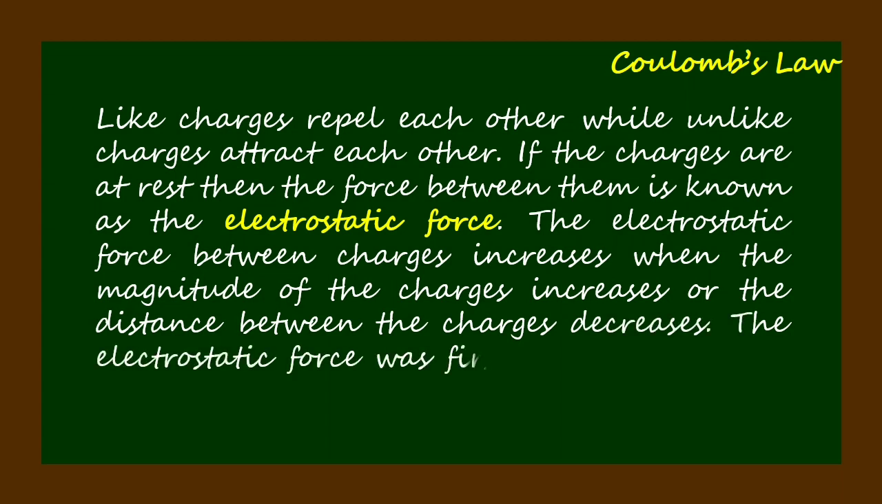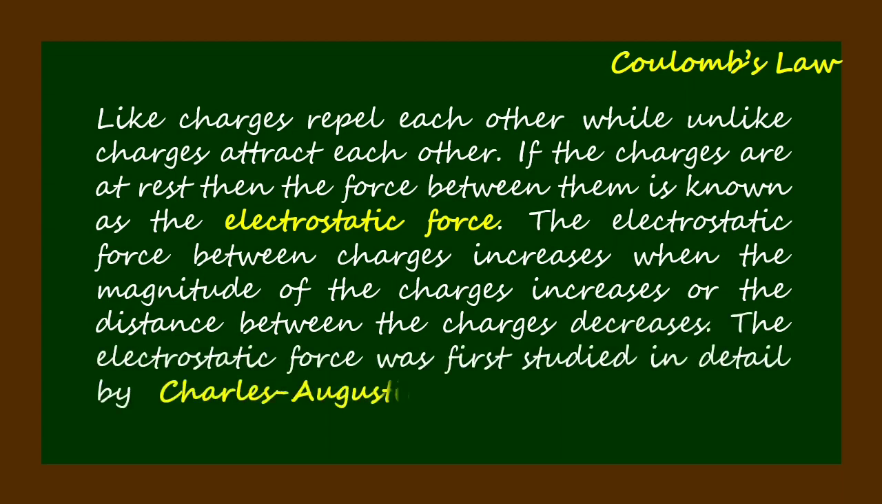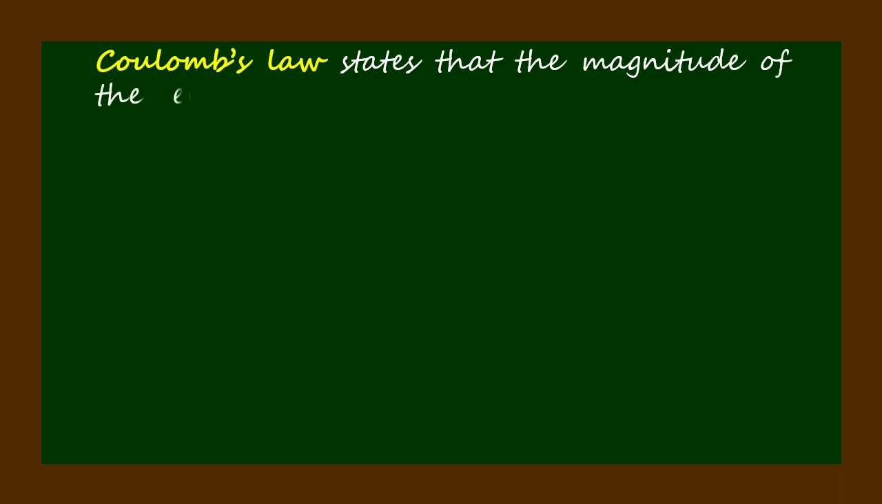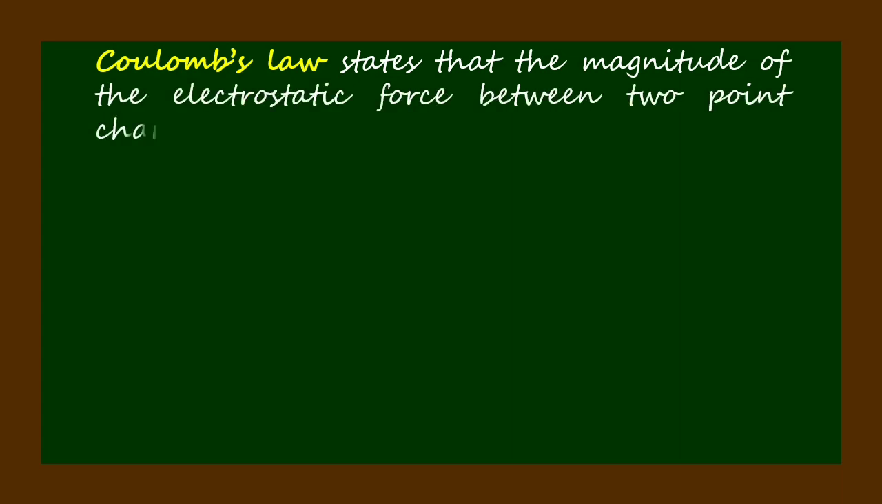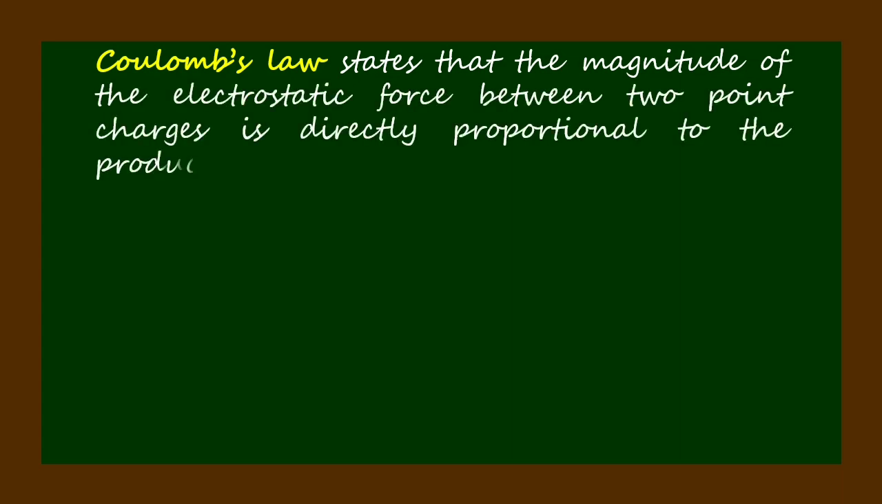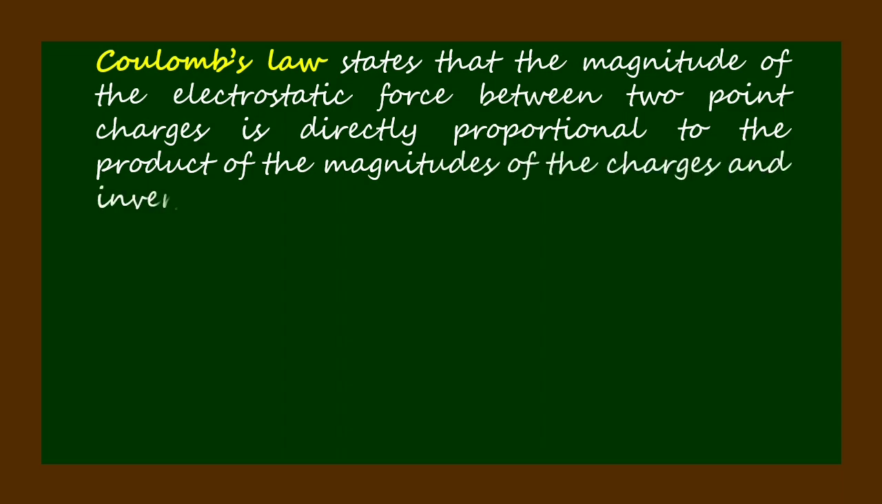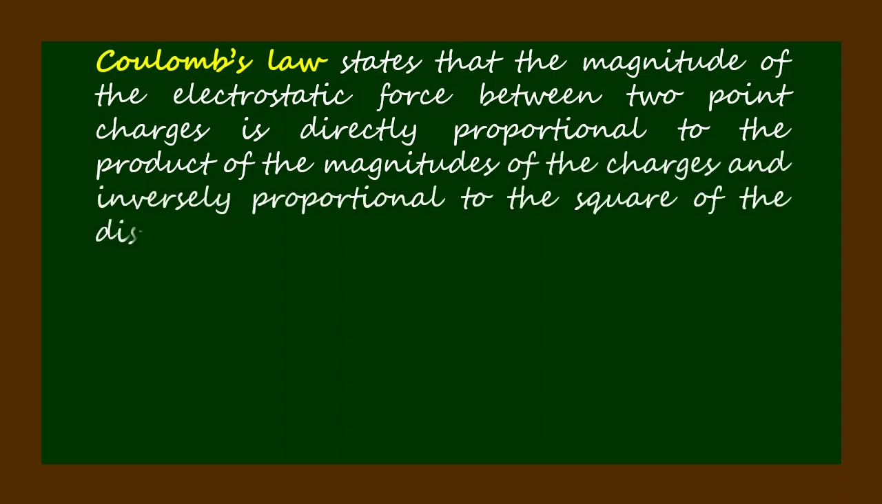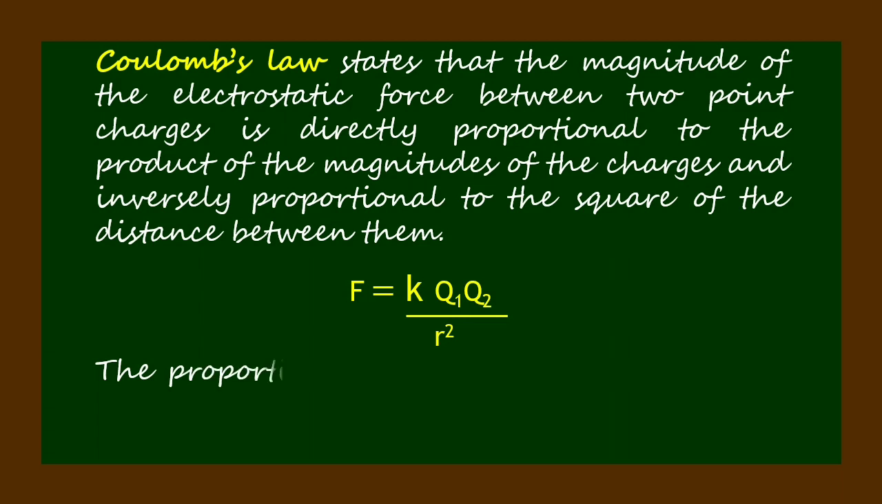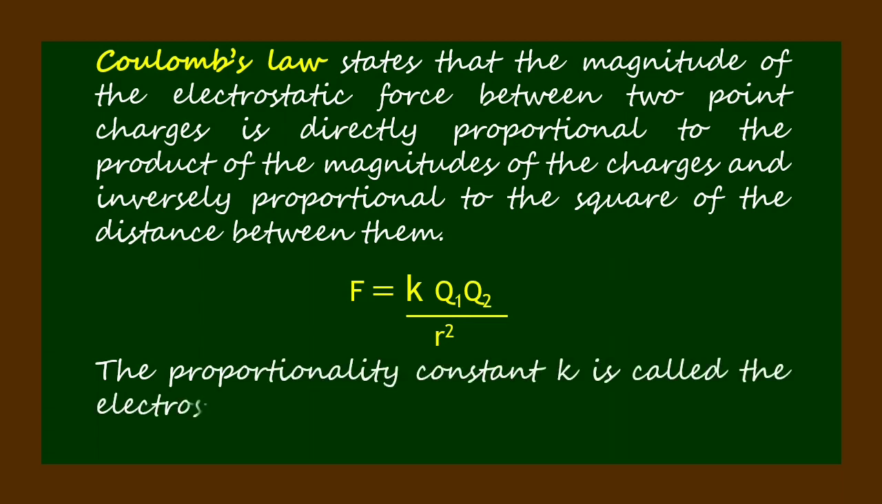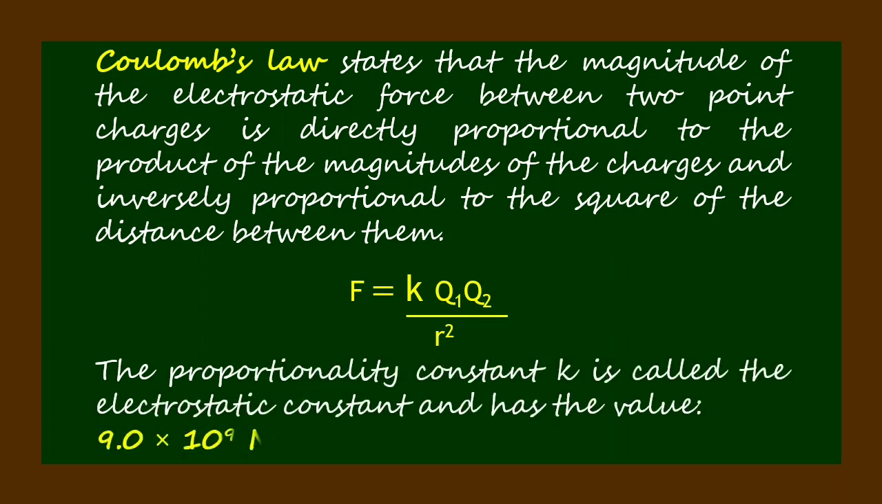The electrostatic force was first studied in detail by Charles Augustin de Coulomb around 1784. Coulomb's law states that the magnitude of the electrostatic force between two point charges is directly proportional to the product of the magnitudes of the charges, and inversely proportional to the square of the distance between them. The proportionality constant K is called the electrostatic constant and has the value 9.0 times 10 to the 9 newton meter squared per coulomb squared in free space.